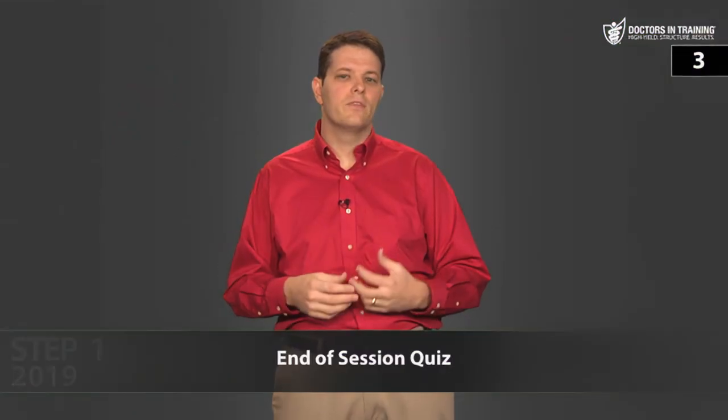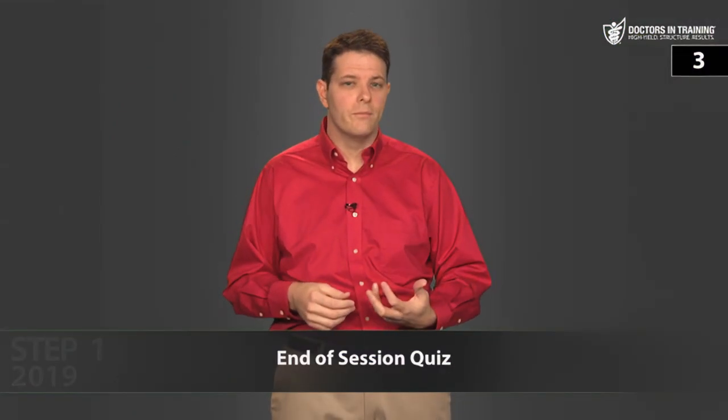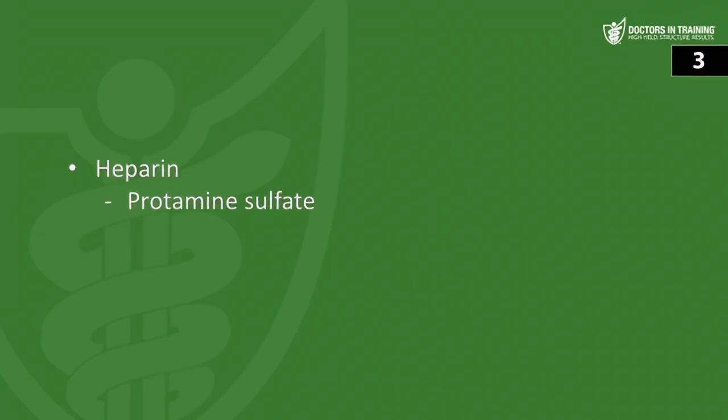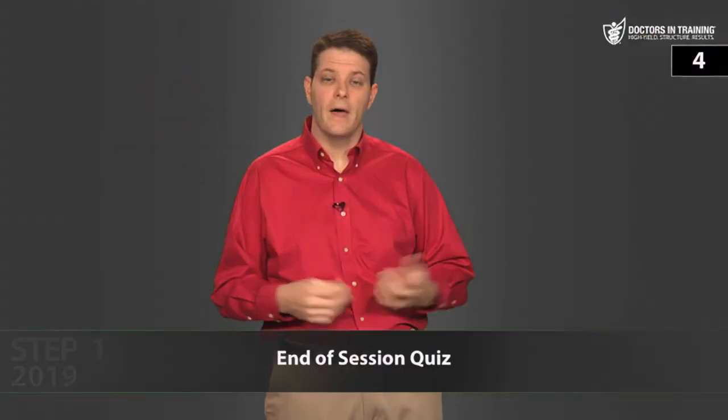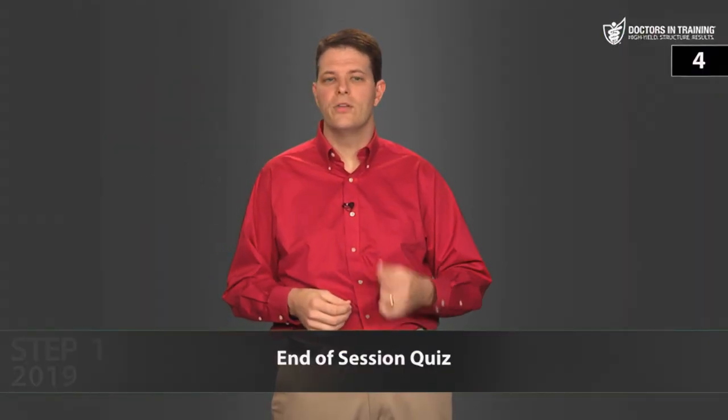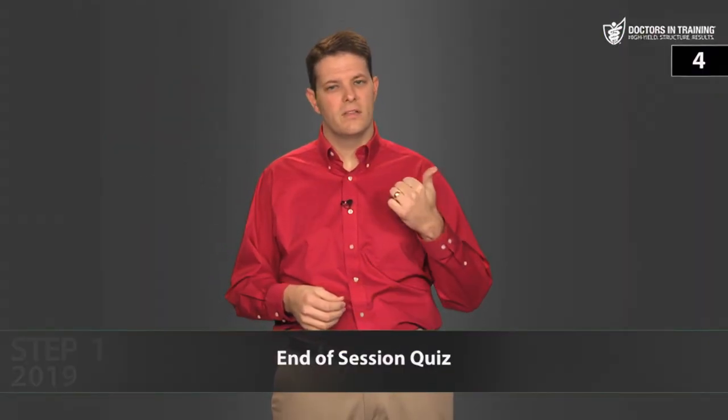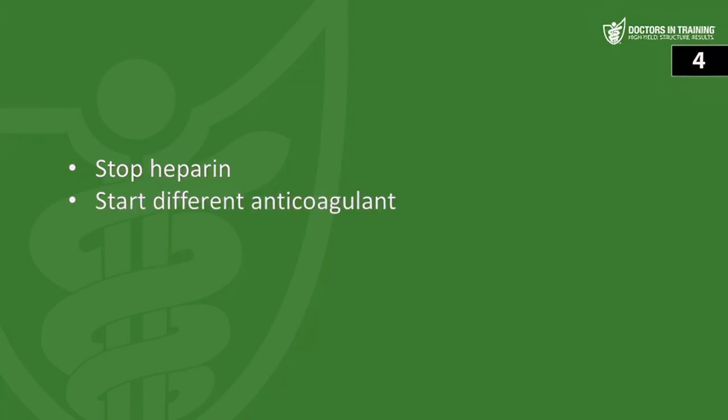Next, what are the treatments for overdose of heparin and for warfarin? For heparin, you treat an overdose with protamine sulfate, then you treat warfarin overdoses with vitamin K and either PCC or fresh frozen plasma if there's active bleeding. And the last question, what's the treatment for heparin-induced thrombocytopenia? So the first thing, stop the heparin. And then you have to start a different anticoagulant like lepirudin or argatroban because these patients are now hypercoagulable due to all that platelet activation, so they need to be on a different anticoagulant.